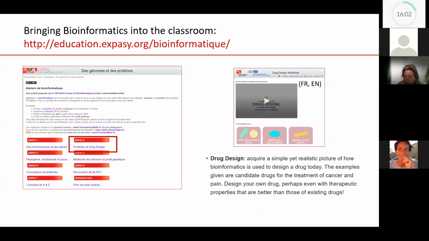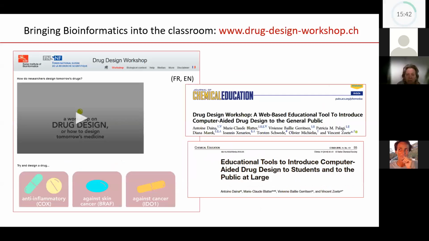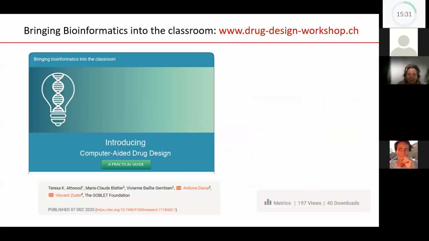And more recently, we did a workshop concerning drug design and how we can acquire a simple yet realistic picture of how bioinformatics is used in designing drugs today. So this website was published in two different journals, including the Journal of Chemical Education, and so we were very happy with that. And again, together with Terry, we were able to do a publication in the GOBLET series, introducing computer-aided drug design.